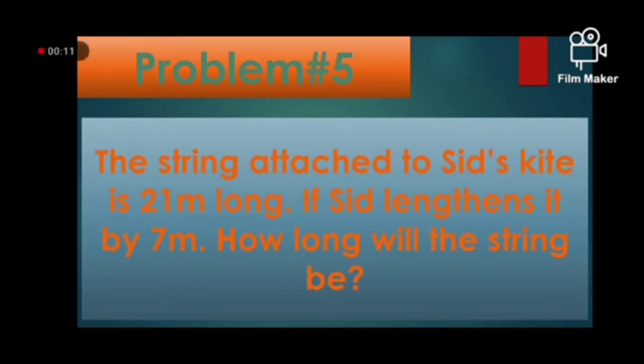Problem number 5 is: the string attached to Sid's kite is 21 meter long. If Sid lengthens it by 7 meter, how long will the string be? What does it mean? It means Sid's kite initially is 21 meter long, but he lengthens it by 7 meter. Now we have to find the final length of the kite string.